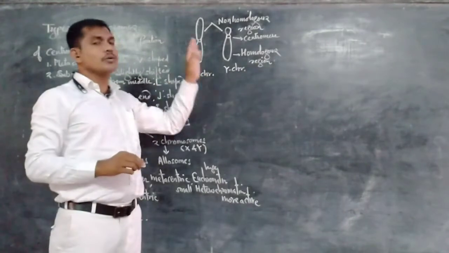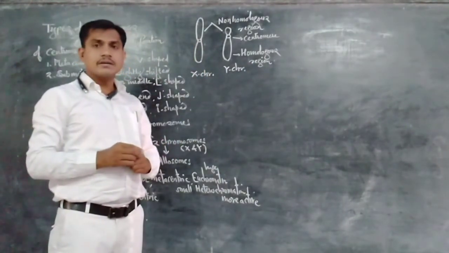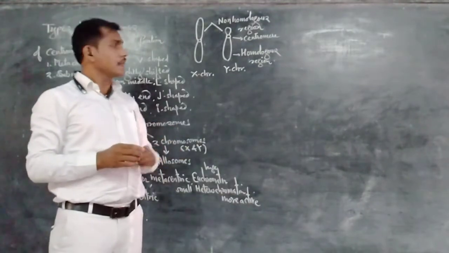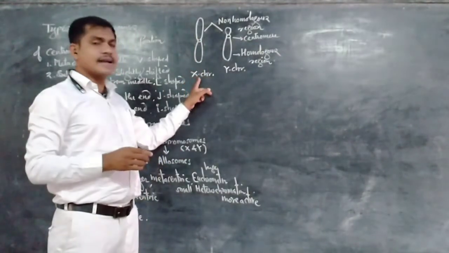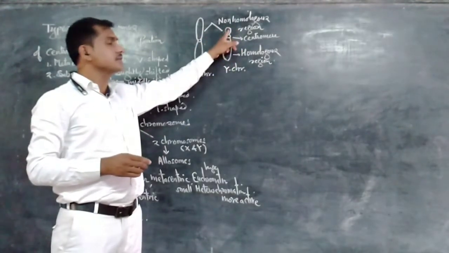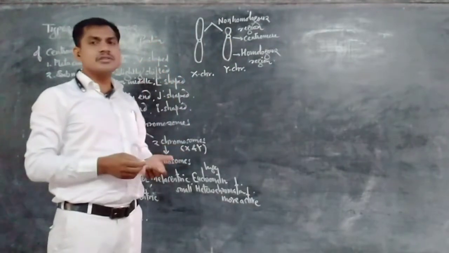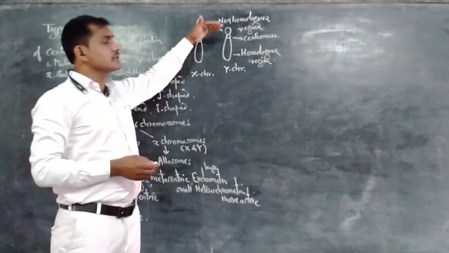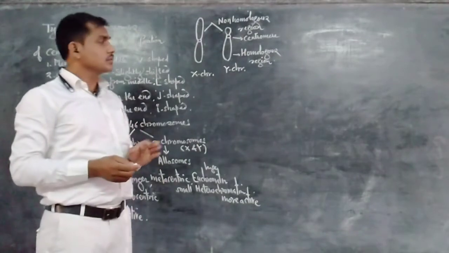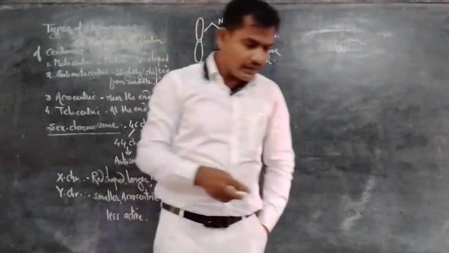But these are the non-homologous regions of the X and Y chromosomes. These non-homologous regions consist of different genes. This consists of the X-linked genes, while the non-homologous region of the Y chromosome consists of the Y-linked genes. So the sex-linked genes are present on the non-homologous region of the sex chromosome. So this is the structure of the sex chromosomes, X and Y chromosomes.